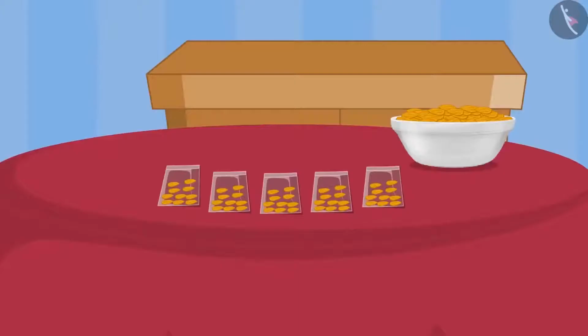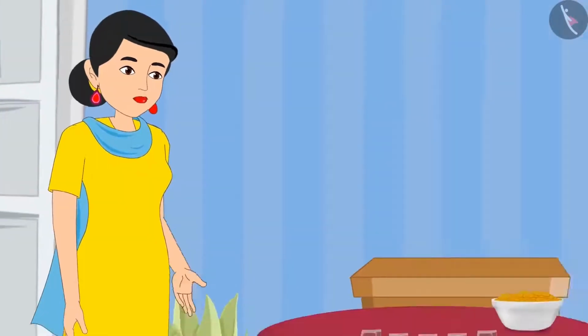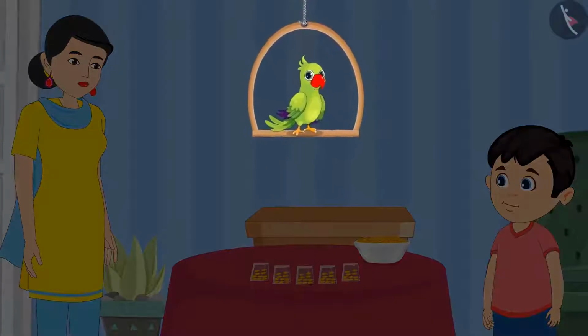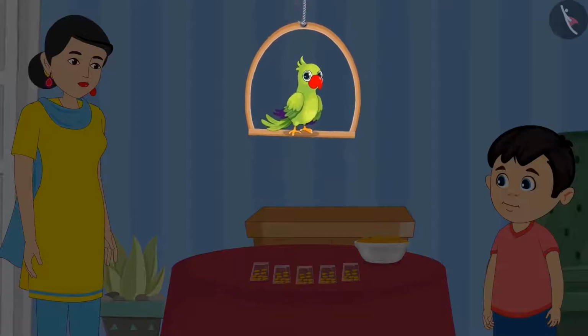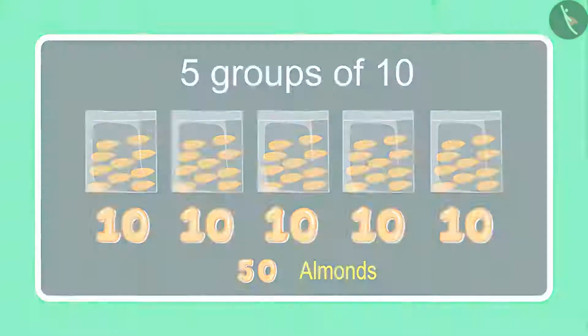See this, Mummy. I have made so many pouches. Chotu, how many pouches of almonds have you made? Children, can you tell me how many pouches of almonds Chotu has made? Come let us see. Mummy, I have made 5 pouches with 10 almonds in each. So it comes to 50 almonds.